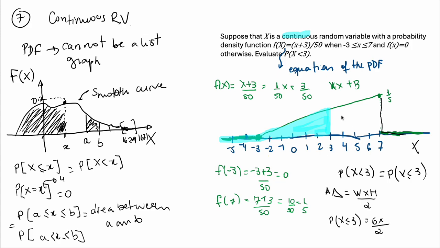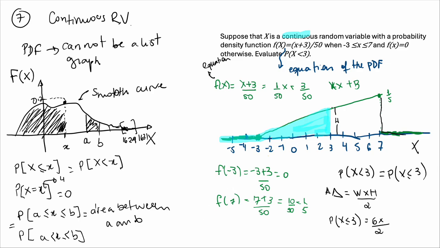But do I have the height? The height of the triangle is this, right? This is the height of my triangle. Do I have this information? No. Can I find this information? Yes, because this f of x is the equation of the curve, or in this case it's a line.